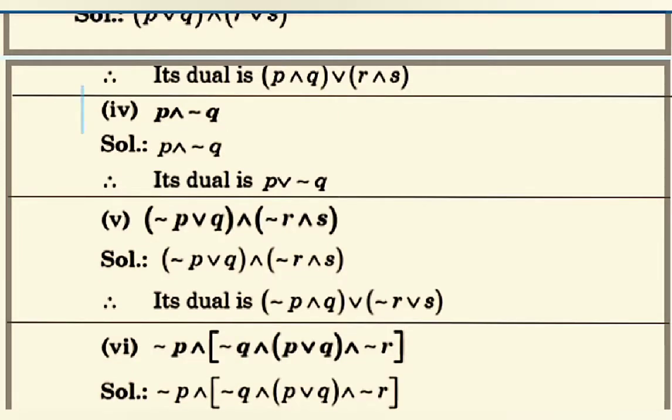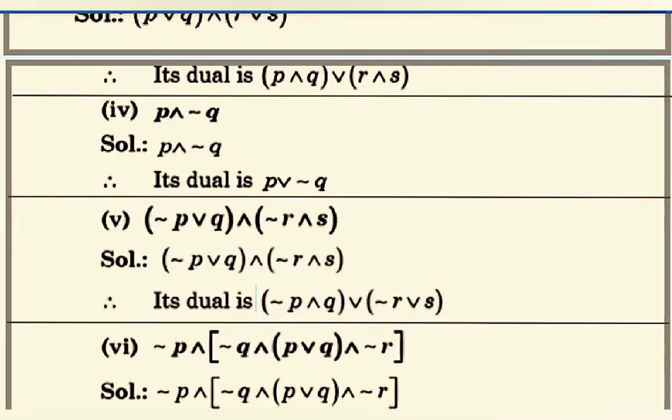Next, fourth, P and negation Q. Solution: write the statement as it is, and its dual is P or negation Q. Fifth, in bracket negation P or Q and in bracket negation R and S. Solution: write this as it is in this step, and in the next step write its dual.